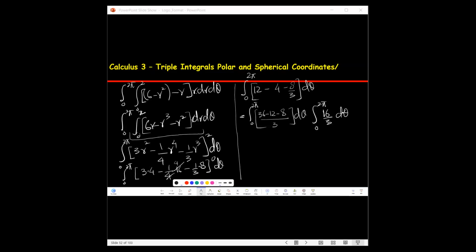Okay, and then my last integral is 16 over 3 theta, 2 pi to 0. Let's substitute the value. 16 times 2 and divided by 3, and then pi, and then minus 0 is not going to count anything, so we don't have to write this one. I'm just going to wrap up this one: it is 32 pi over 3, and that is my answer.